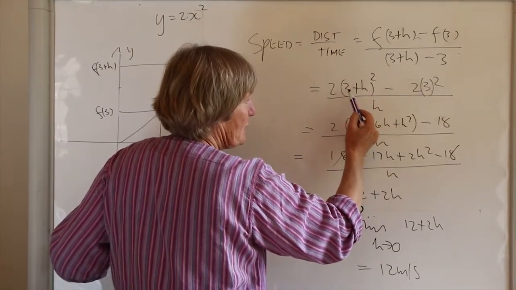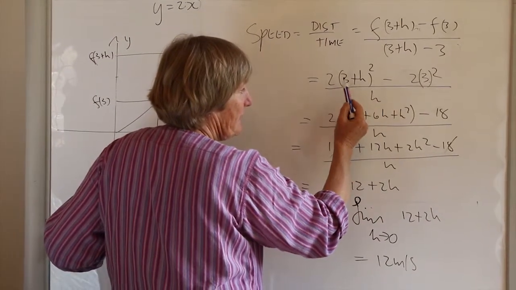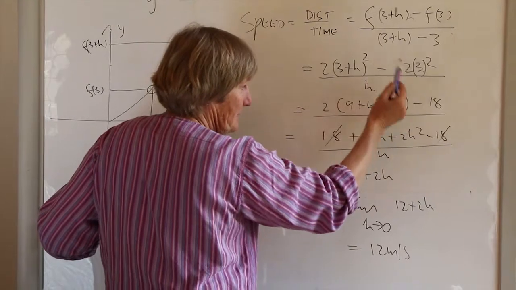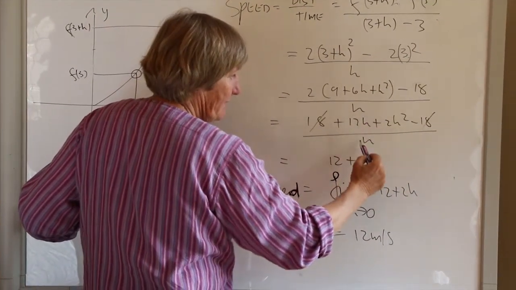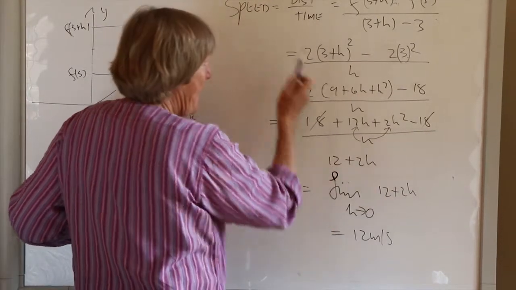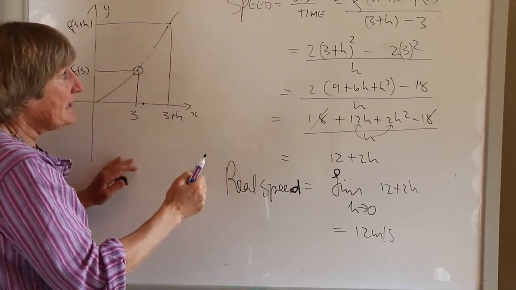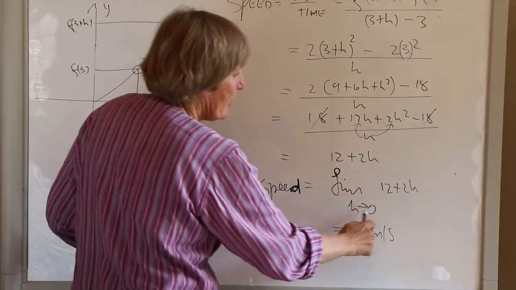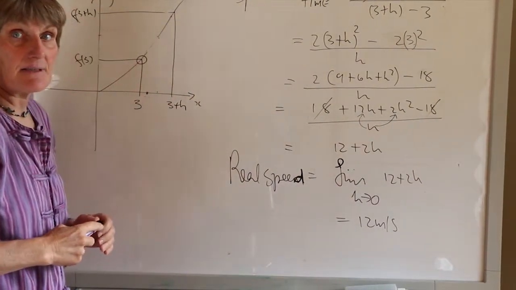This is very difficult for students. This is a binomial square. It's a squared plus 2ab plus b squared. You times it out and you see what is left. The h goes into there, the h goes into there, you get this. But this is just the speed. So the real speed will be when we let h strive towards 0. So the real speed is 12 meters per second.